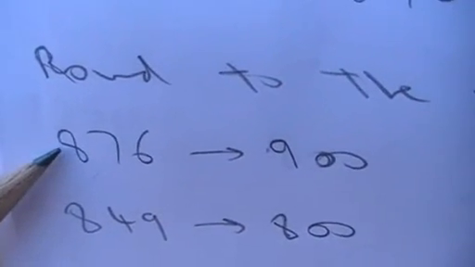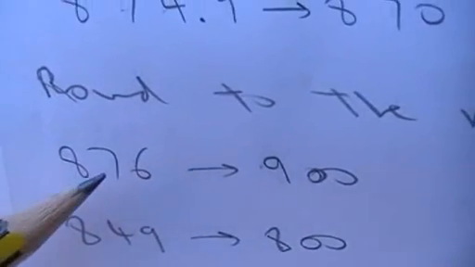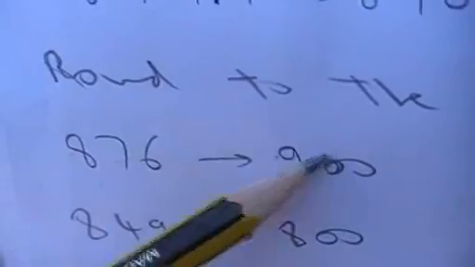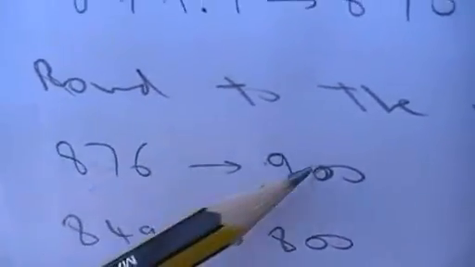Okay, round to the nearest 100. So before you'd look at the units column to round the tenths. Now you're looking at the tenths column to round to the hundreds. So what you would do here is say, well, this is more than 5, so this needs to add 1, so it's actually 900. So this number is closer to 900 than it is to 800. This one, again, you round to the nearest hundred, so you look at the tenths. That's less than 5, so you leave it as it is, 800.